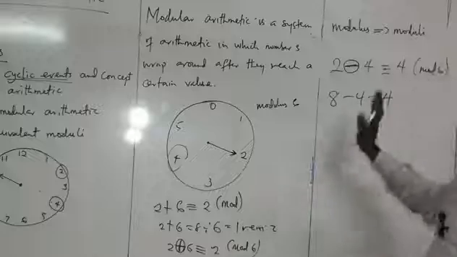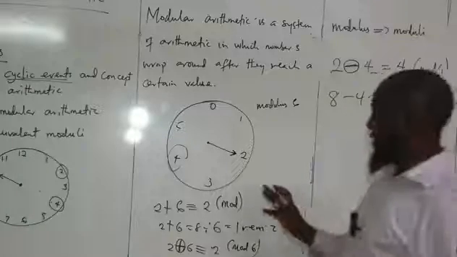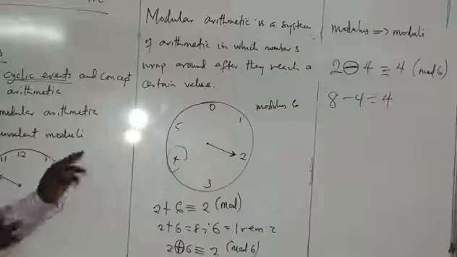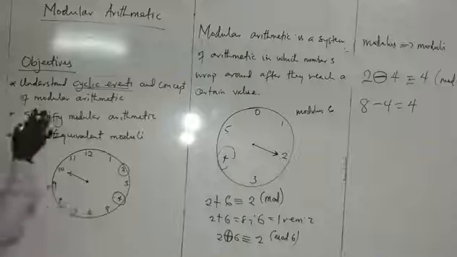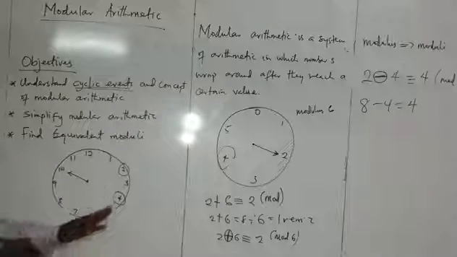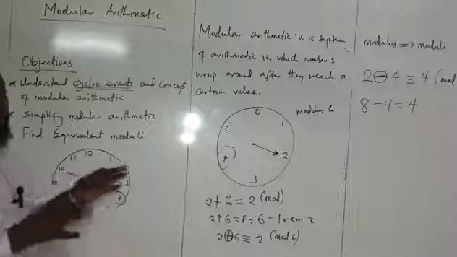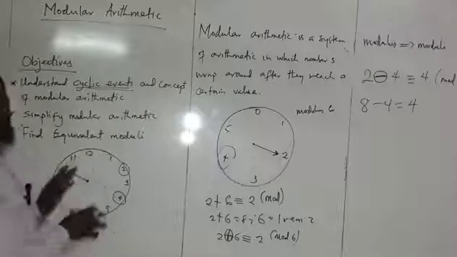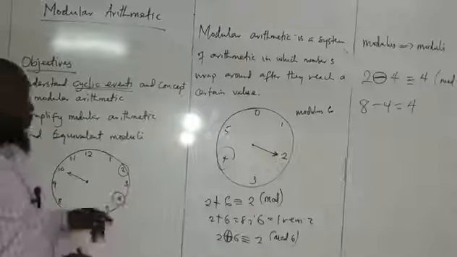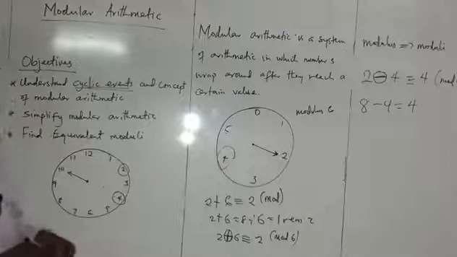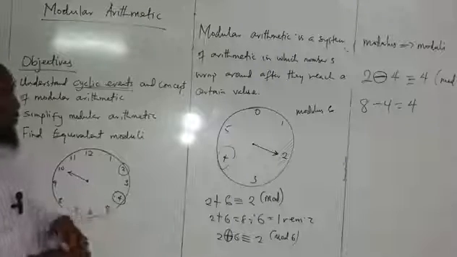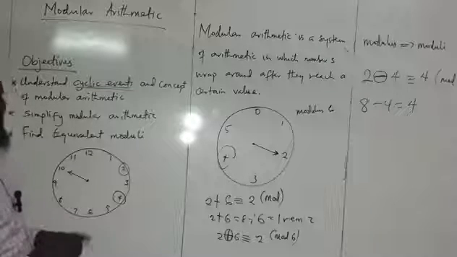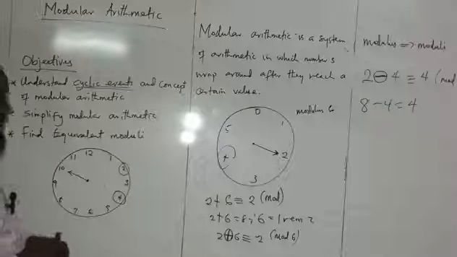We are still going to look at that in detail. We are going to look at addition and subtraction of modular arithmetic. But for the purpose of this, we are only looking at the concept. We want to understand what it means, then how we simplify modulus, then equivalent modular. Those are the things we want to look at in this video. But in the next video, we will be looking at addition, subtraction, multiplication of modular arithmetic. I hope I'm making sense. So let's look at simplification of modular arithmetic.